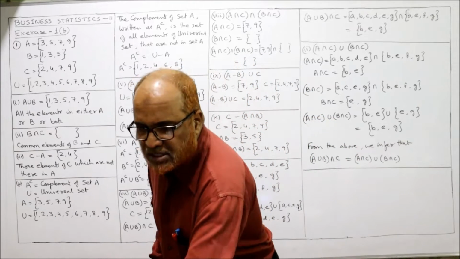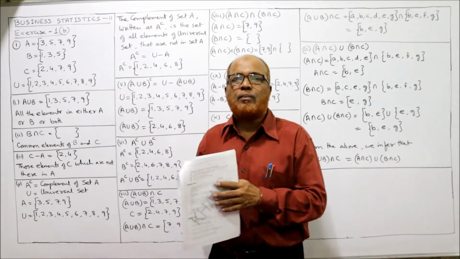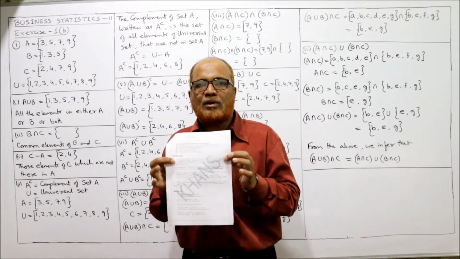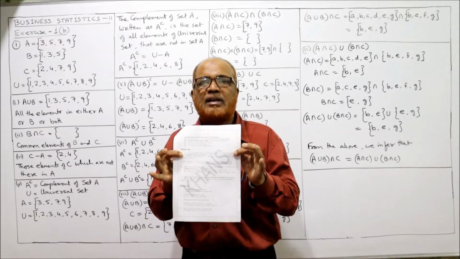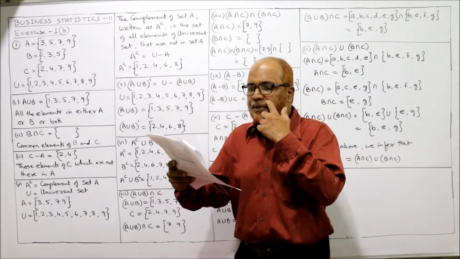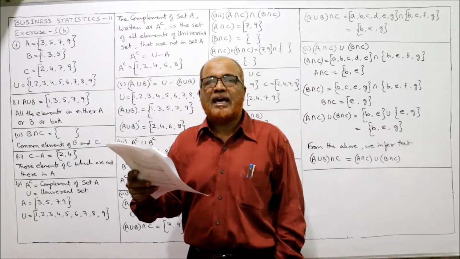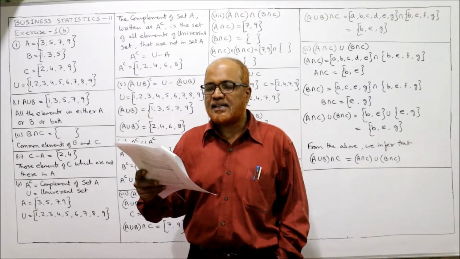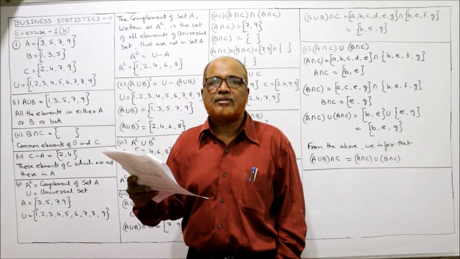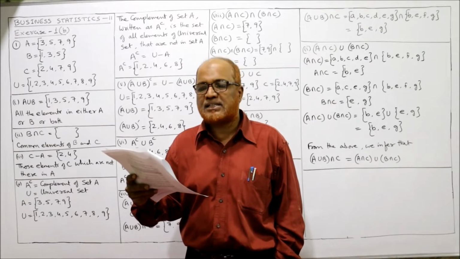Now I am going to start exercise 1B, problem 1. Before starting, I expect my viewers to have a printout of the problems, which are given in the link under my description. The first problem I am reading out. A is a set. If A is equal to {3, 5, 7, 9}, these are the elements of set A.